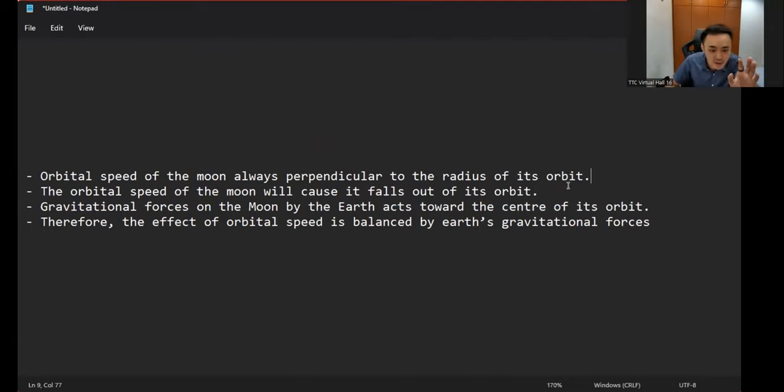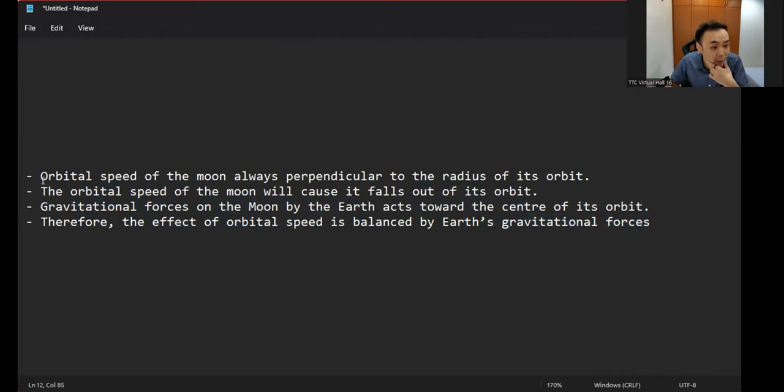So you can see they try to say the centrifugal in a very subtle way. Orbital speed of the moon causes them to fall out of the orbit because they keep trying to get thrown out. This is the centrifugal force idea. Gravitational force on the moon by Earth acts towards the center of the orbit, pulling them towards. Therefore, the effect of orbital speed is what they mean by the centrifugal force, balanced by the Earth's gravitational force. This is the outward force, centrifugal, balanced by the inward force, centripetal. The centripetal force is actually produced by the Earth's gravitational force.